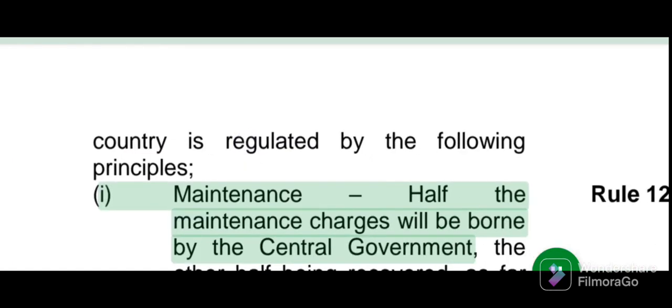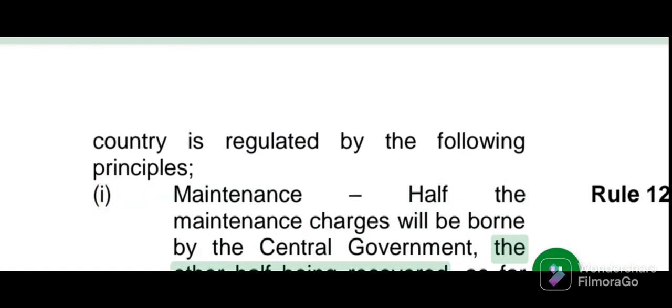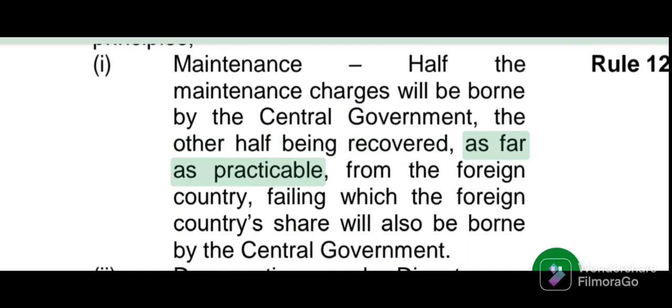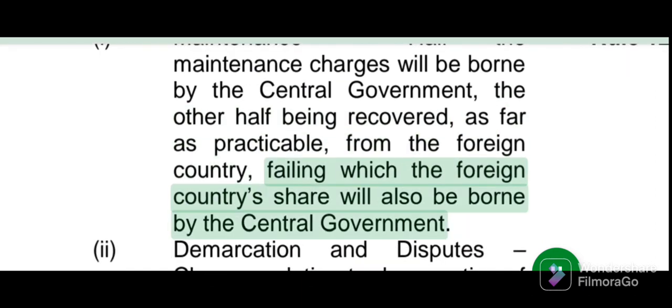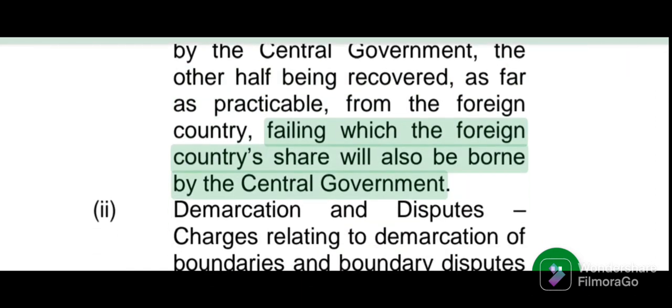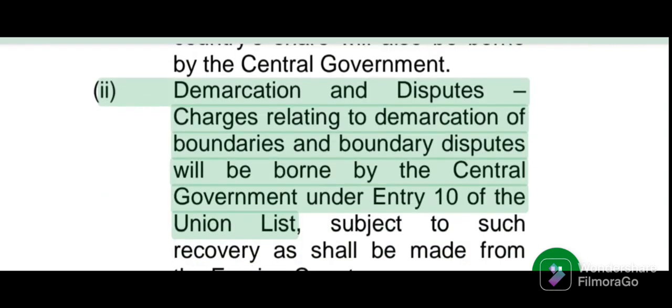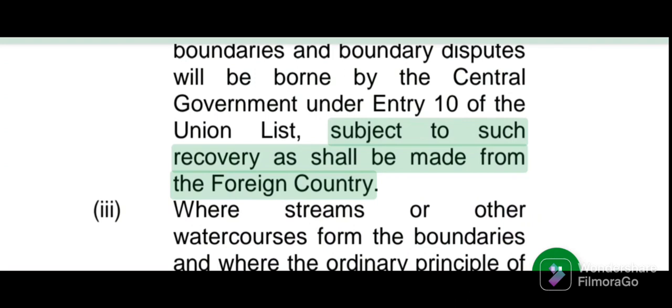Maintenance: half the maintenance charges will be borne by the central government, the other half being recovered, as far as practicable, from the foreign country, failing which the foreign country's share will also be borne by the central government. Demarcation and disputes: charges relating to demarcation of boundaries and boundary disputes will be borne by the central government under entry 10 of the Union List, subject to such recovery as shall be made from the foreign country.